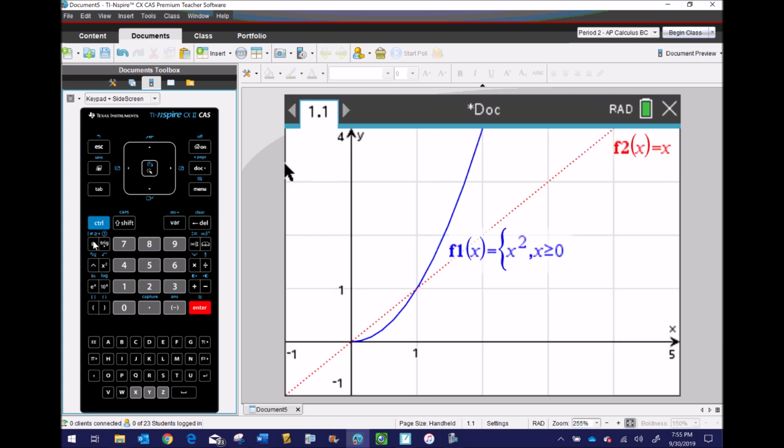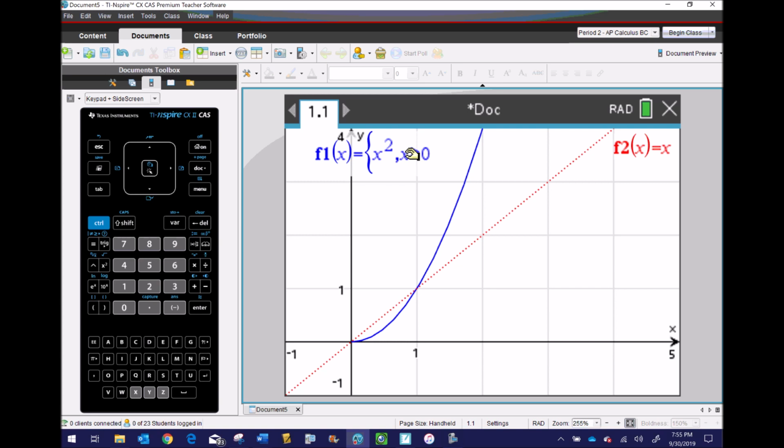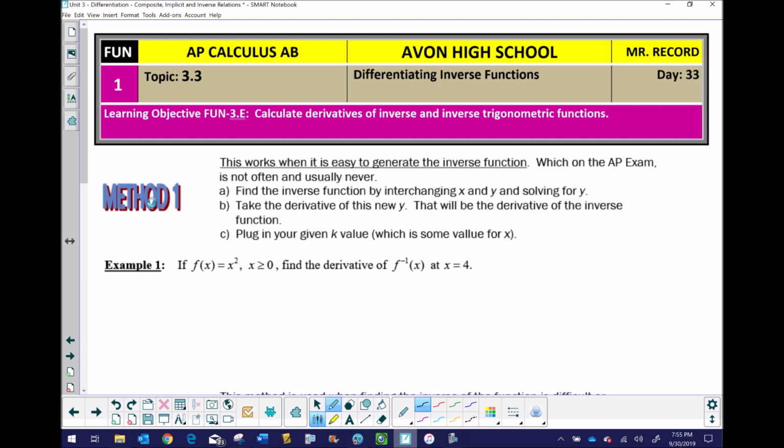at which point I will see only the part of the parabola that is indeed one-to-one, or passing the horizontal line test. That phrase, one-to-one, is another name that is synonymous with passing the horizontal line test. And it's probably not a big mystery as to what the inverse of this function is. We're going to go ahead and figure it out anyway, because that's what method 1 is all about. Method 1 works only when it's very easy to generate the inverse function.